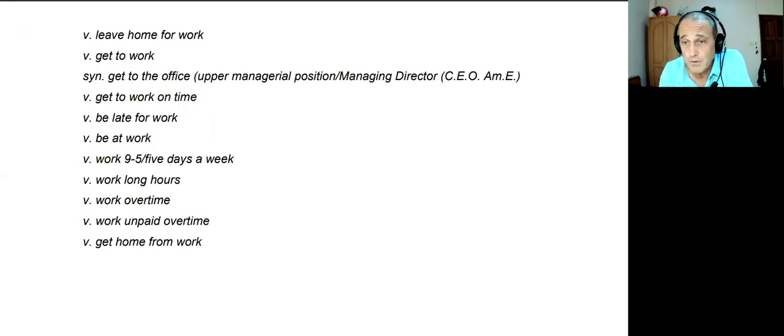And just notice some other verbs that we can use to talk about work. So leave home for work, get to work, don't say get to my work. I often hear students say that. We don't use the possessive pronoun for work, school, university. So we just say I'm at university. I'm not at my university, or I go to my university, or I'm going to university tomorrow. Be late for work, be at work, work long hours, work overtime, work unpaid overtime. So in many cultures, overtime is not paid, and get home from work.